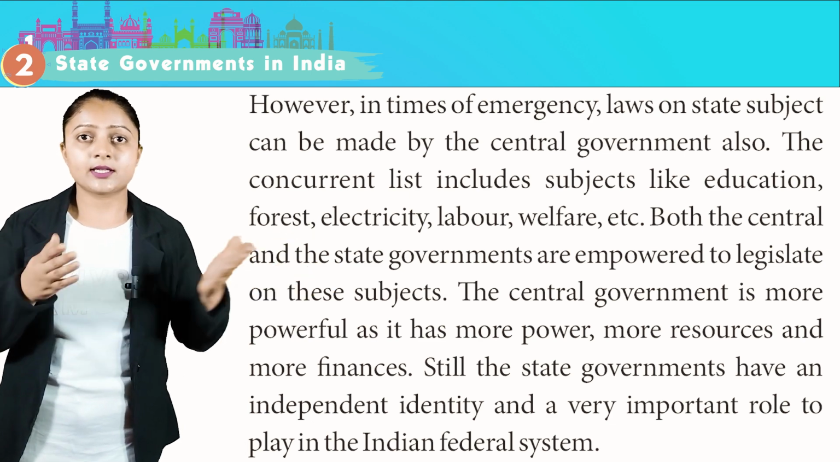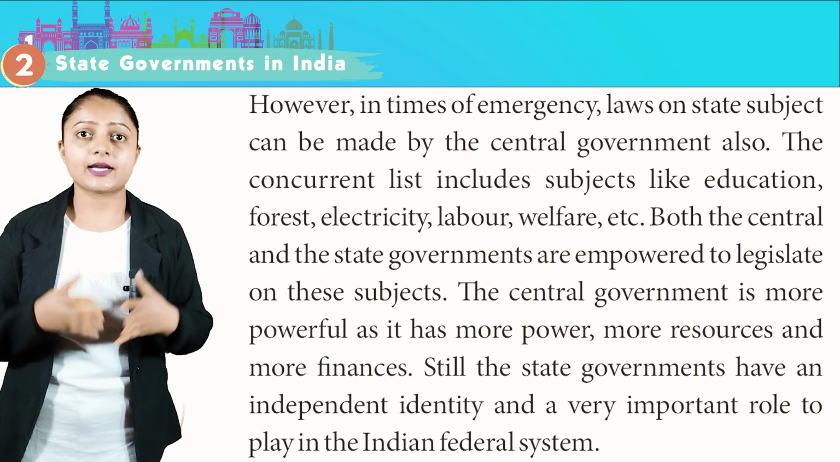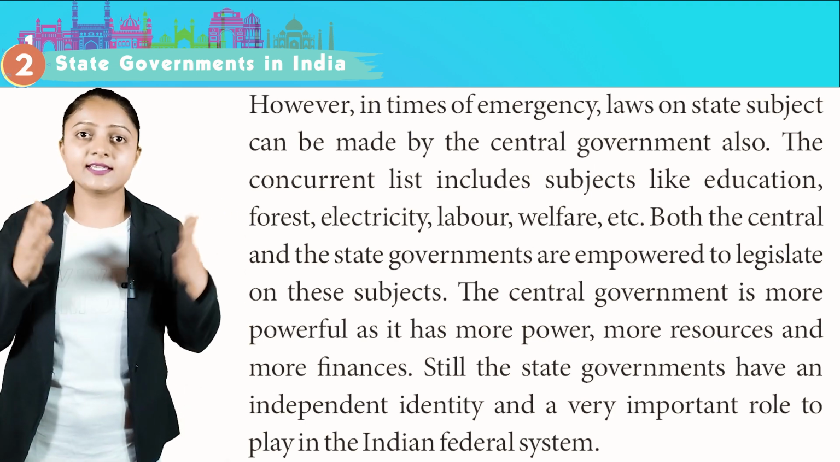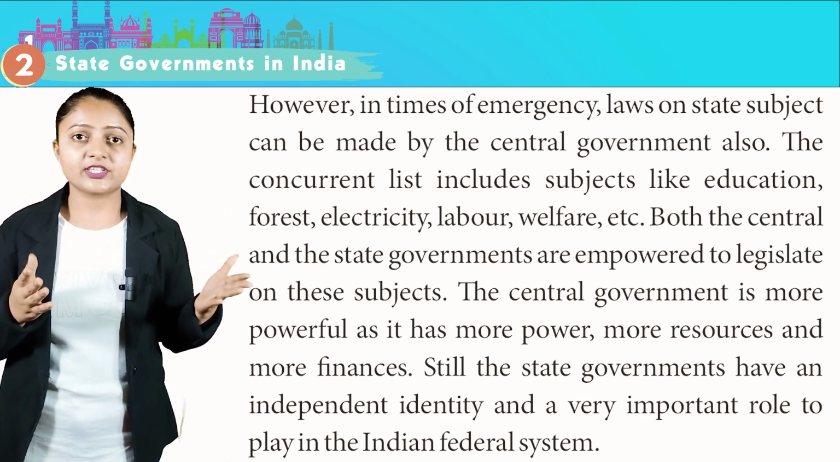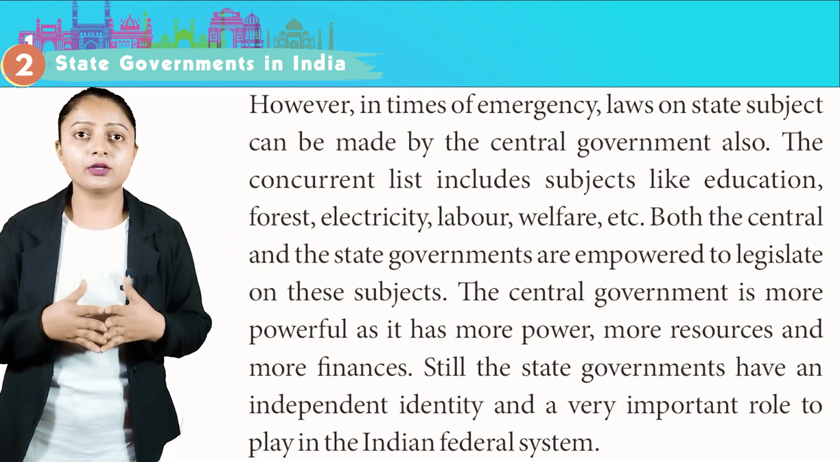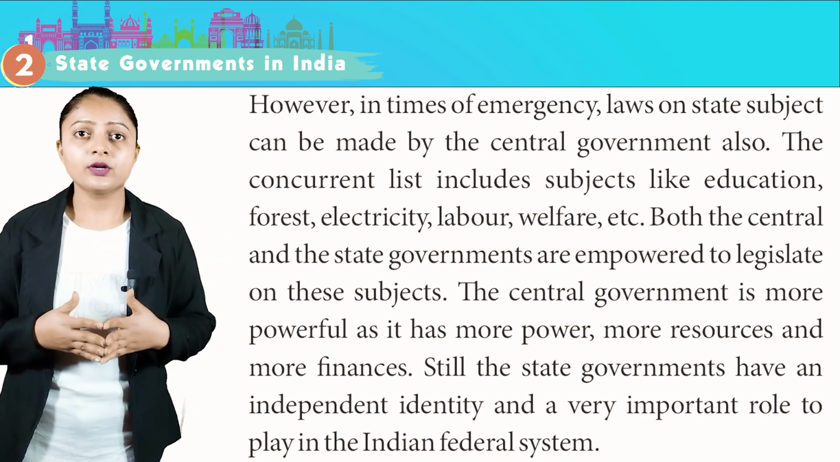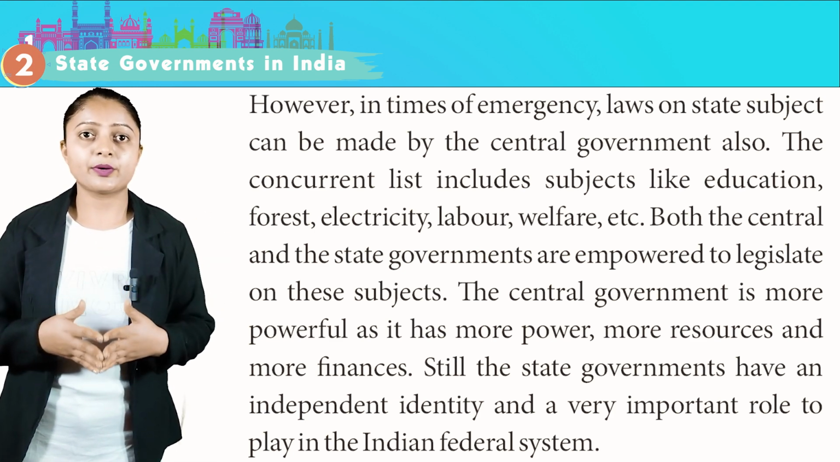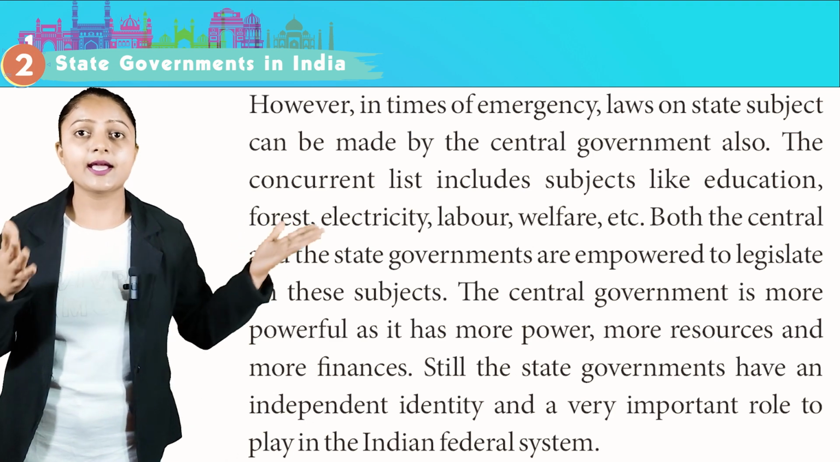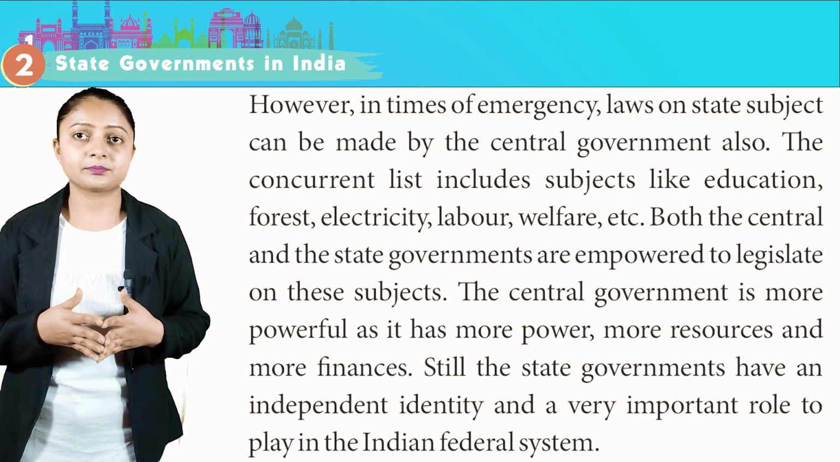The concurrent list includes subjects like education, forest, electricity, labor welfare, etc. Both the central and state governments are empowered to legislate on these subjects. The central government is more powerful as it has more power, more resources, and more finances. Still, the state governments have an independent identity and a very important role to play in the Indian federal system.